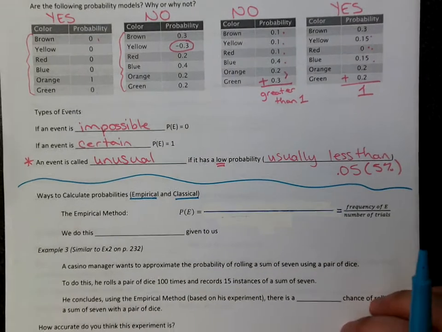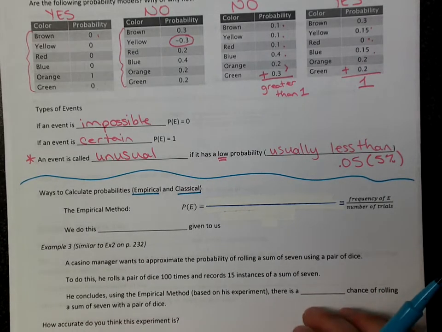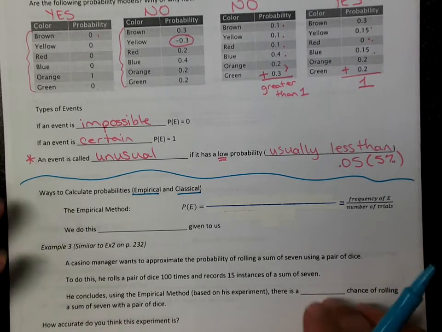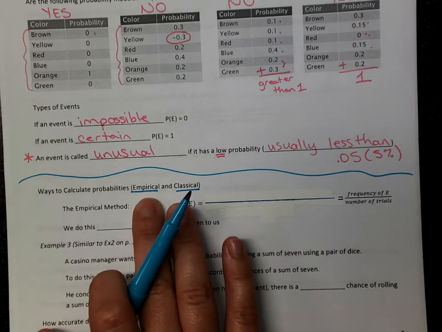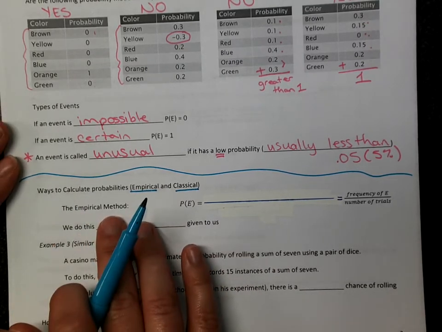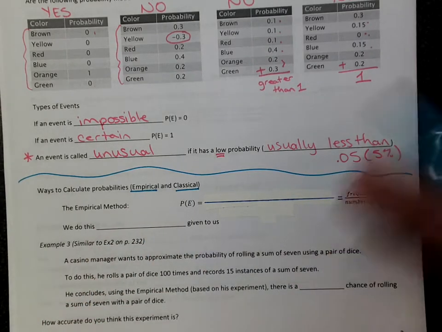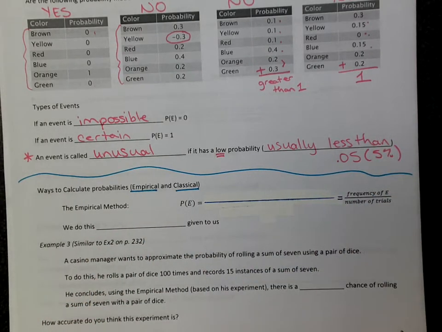Continuing with Chapter 5, there's a few different ways to calculate probabilities. We're going to talk about empirical and classical. This empirical is not the same as empirical from Chapter 3. This is a different method. So the empirical method is based on experimentation. So you go out, you run an experiment, and you gather your data.